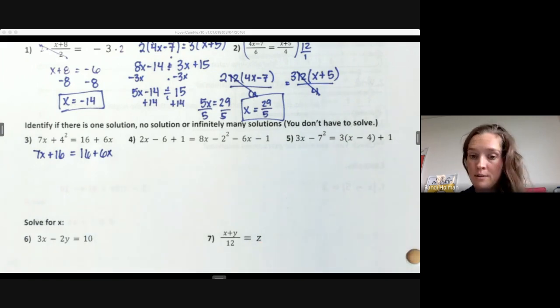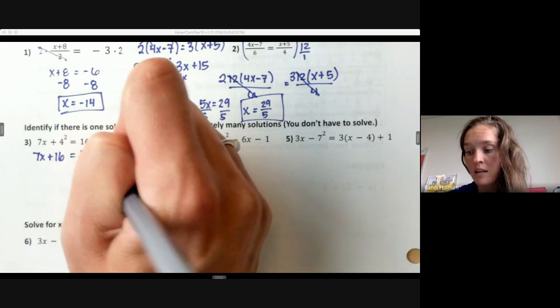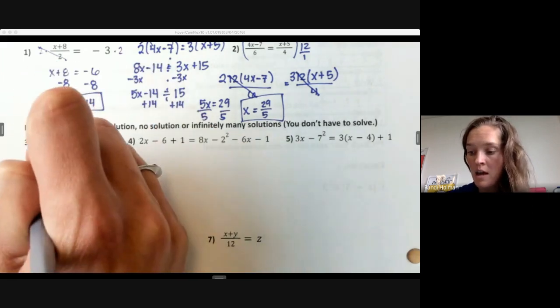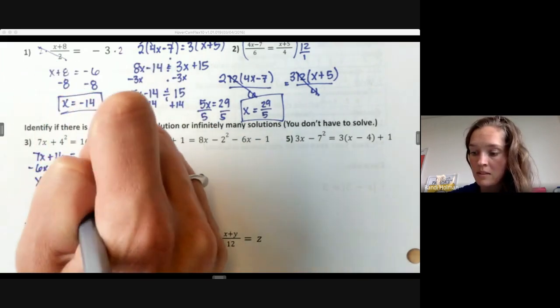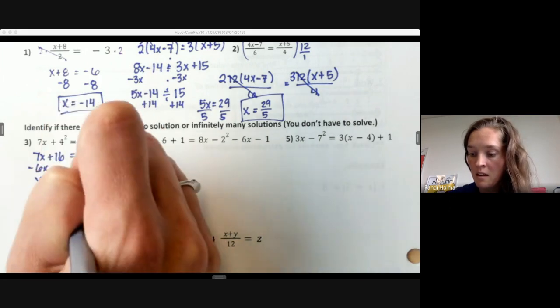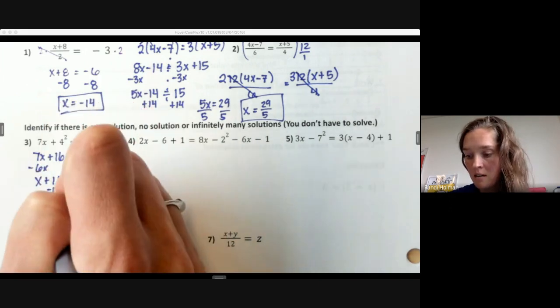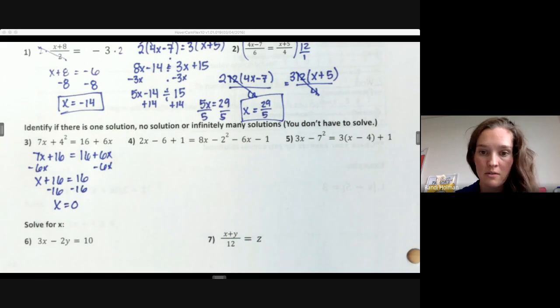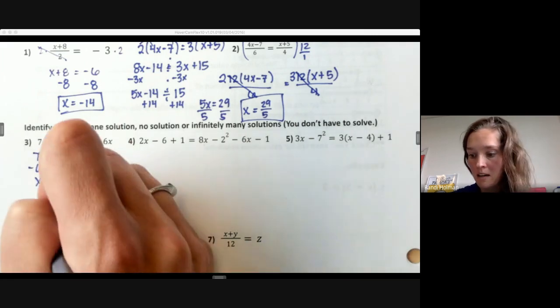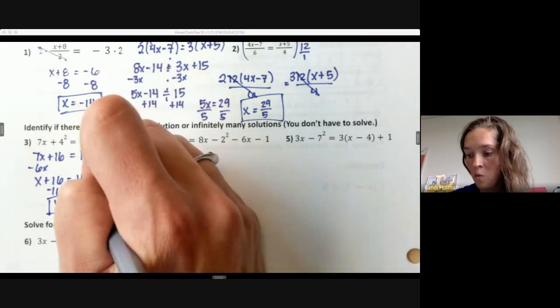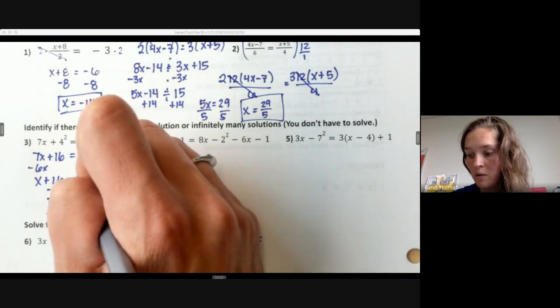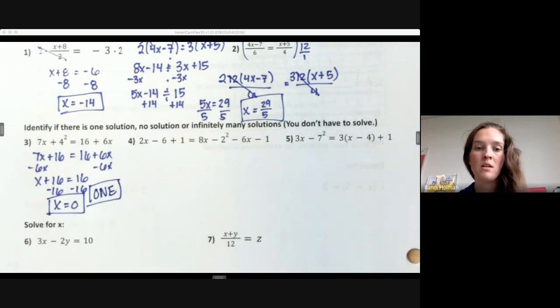If you're not comfortable there, just keep going until you get to the place where you are comfortable. x plus 16 equals 16. Some of us get a little scared here. This is totally fine. x can equal 0. That's a completely acceptable answer. Okay, that means there is one solution, which is actually what we were asked. So that should be our answer.